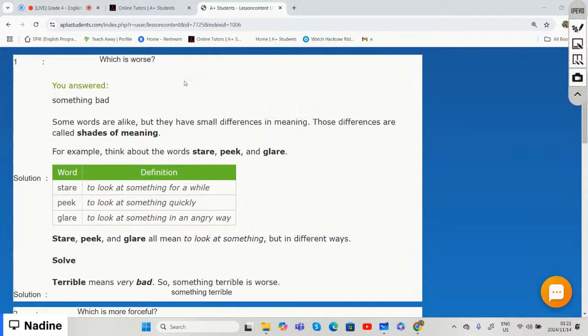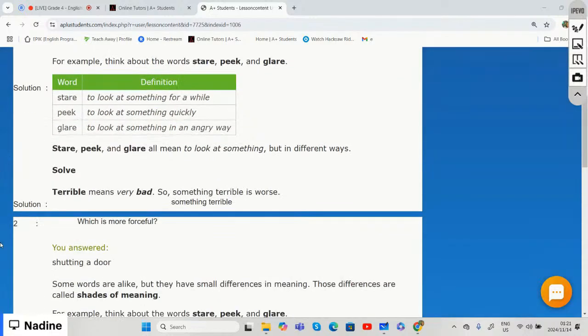And now we need to say which is worse. Which is worse? Is it terrible or bad? Terrible or bad? Which one is worse? Something terrible or something bad? Do we say something terrible is worse than something bad, or something bad is worse than something terrible? Which one is worse?